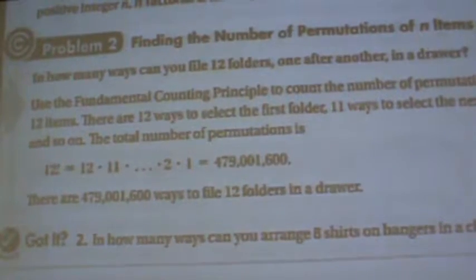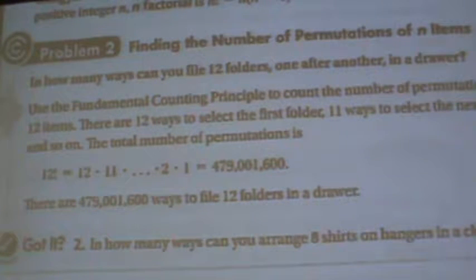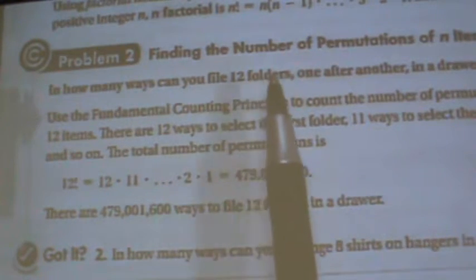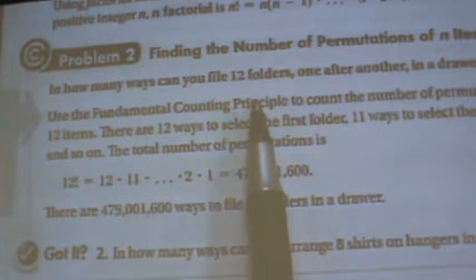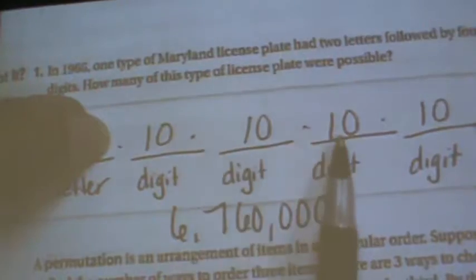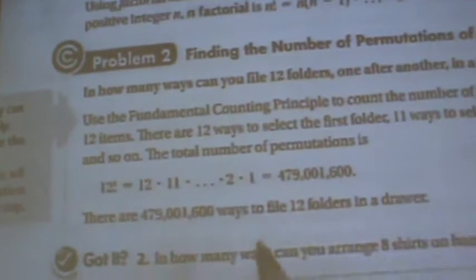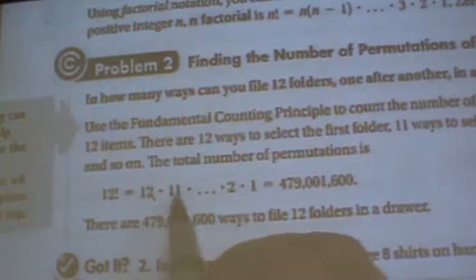Problem 2. So you have 12 different folders, and you want to know how many different ways you can arrange those folders, one after another. Well, you've got 12 folders, but once you use one, you're not going to use it again. So this is a little different. Instead of doing 10 times 10 times 10 times 10, in the first folder, you have 12 options. In the second spot, you have 11, because you've already used one.